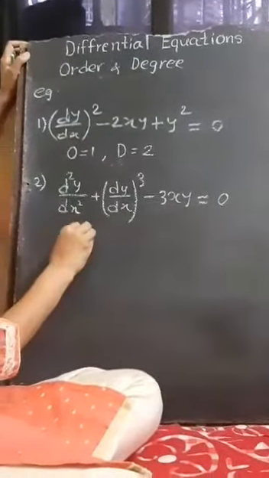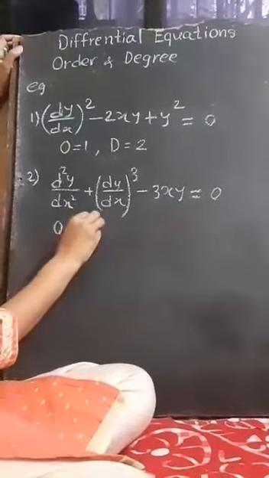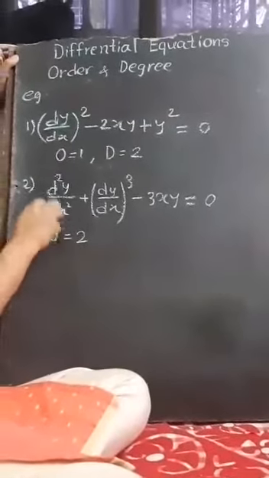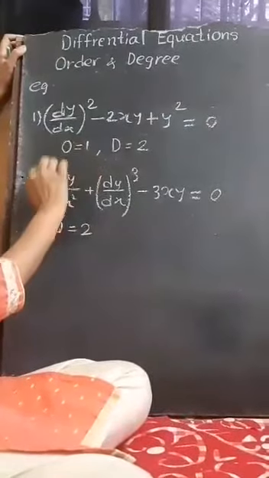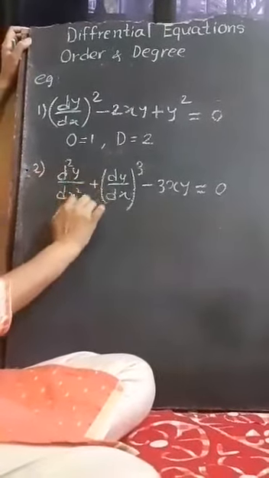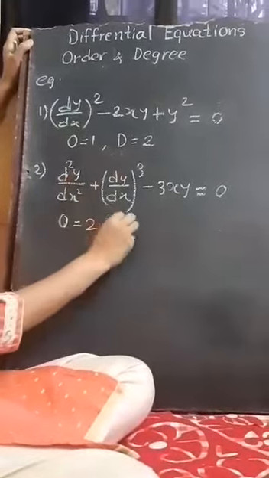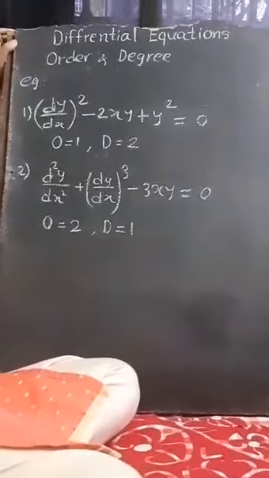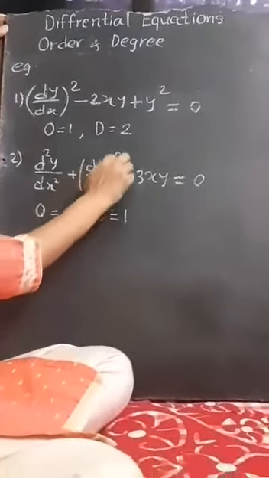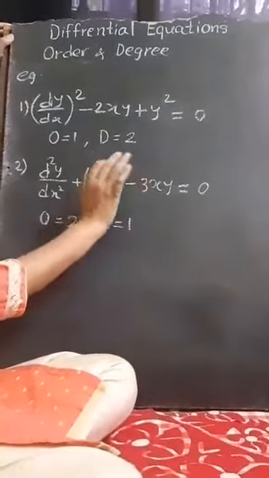So in this, what is the order? The order of the differential equation is 2, and you have to see the degree of that highest order derivative. Its power, nothing is written. That means the degree of this differential equation is 1. Okay, don't say the degree is 3. Order is 1? It is not so.